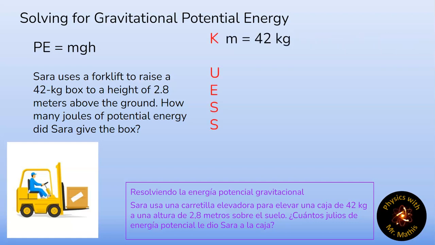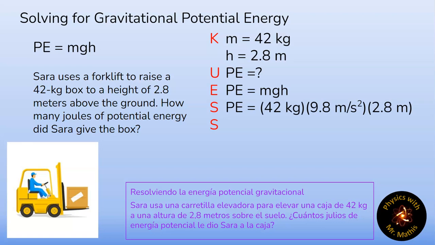From the problem, we know that the mass is 42 kilograms and that the height is 2.8 meters. Our unknown is potential energy, and we're going to use the equation PE equals mgh to find the gravitational potential energy. Substituting the knowns into the problem, we have potential energy equals 42 kilograms times 9.8 meters per second squared times 2.8 meters. Remember, little g, 9.8 meters per second squared, is always the same.